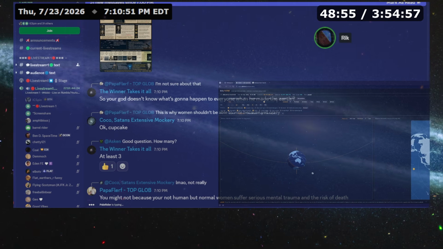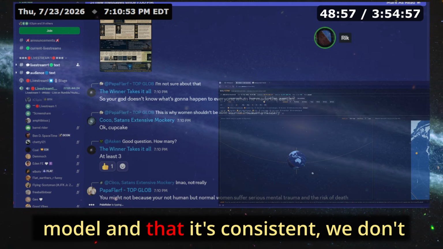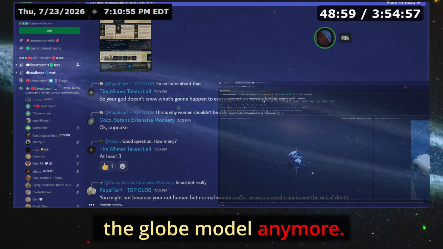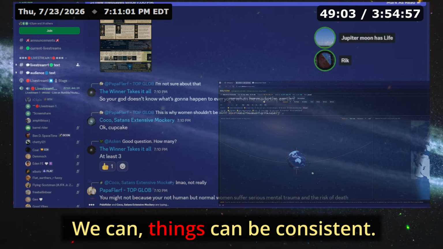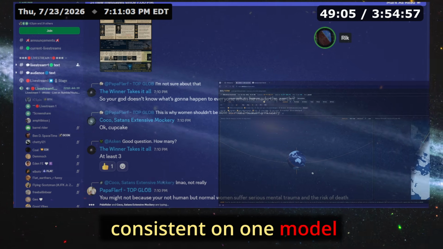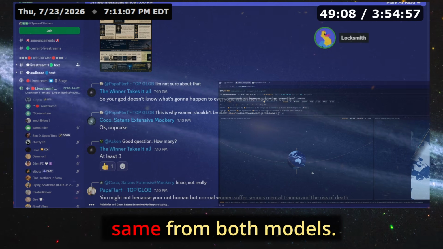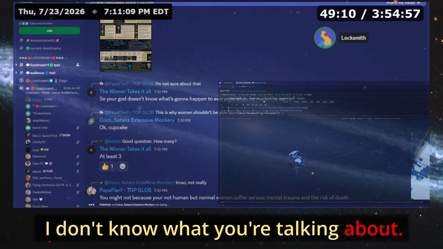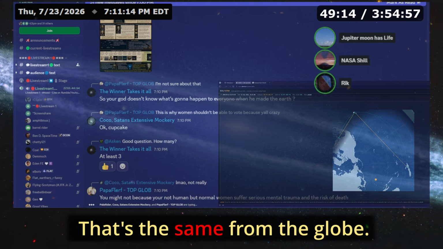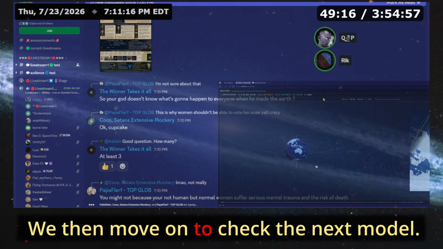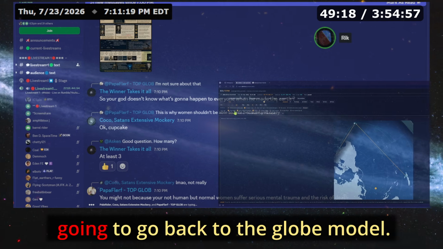If we agree that it works on the globe model and that it's consistent, we don't need to talk about the globe model anymore. We can just let that go because we've agreed to it, and that's fine. Things can be consistent. Just because something's consistent on one model doesn't mean that it's proof. It looks the same from both models. Do you want to see why it's not the same from both? If we think it's the same from the globe, we then move on to check the next model. There's no point going back to the globe model.